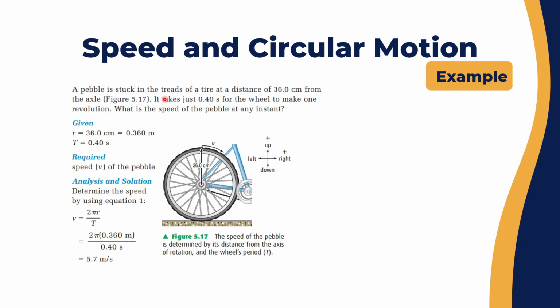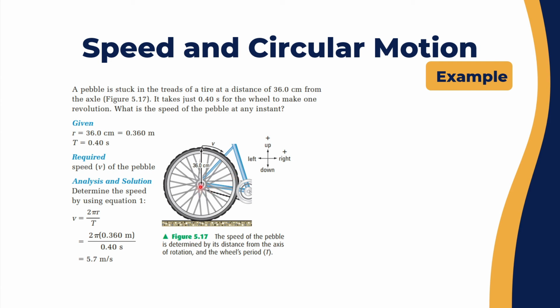If we have a little rock that's stuck in the tread of the tire at a distance of 36 centimeters from the axle, that represents the r, and it takes just 0.4 seconds for the wheel to make one revolution, that represents the cycle T. What is the speed of that rock at any instant?